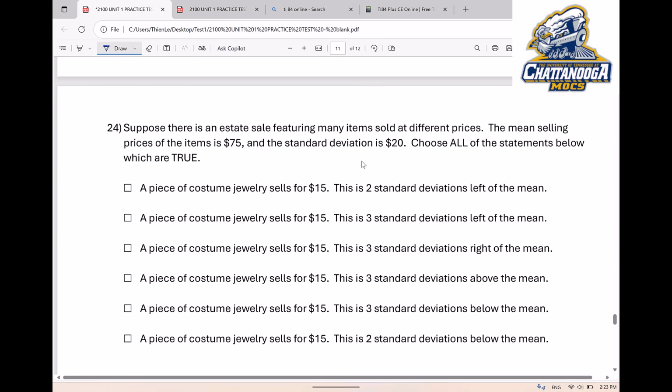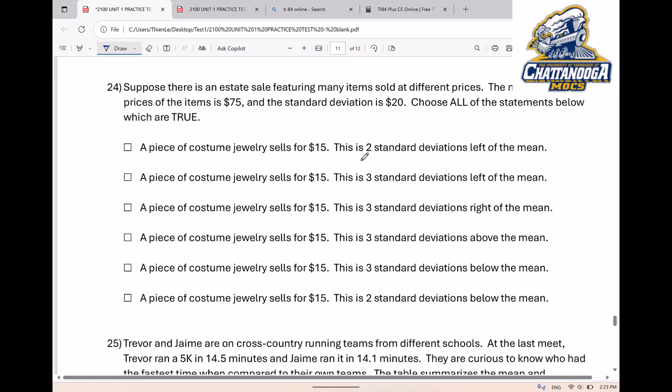So now let us look at 24. Suppose there is an estimated sale featuring many items sold at different prices. The mean selling price of the items is 75 and the standard deviation is 20. Which statement below is true? A business costume jewelry sale for 15. This is 2 standard deviations left of the mean. So we mean below, right?